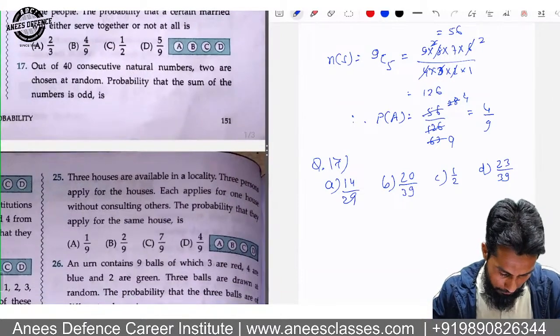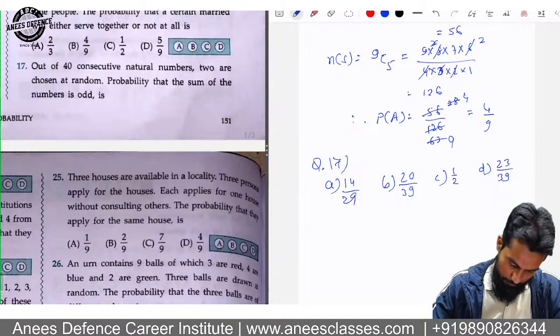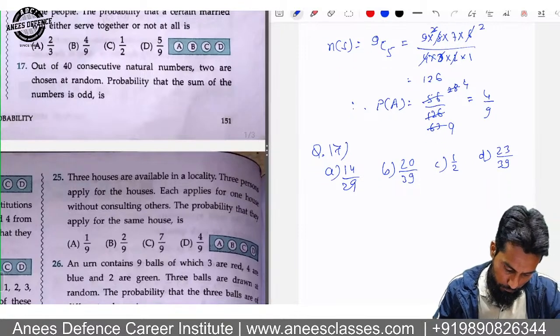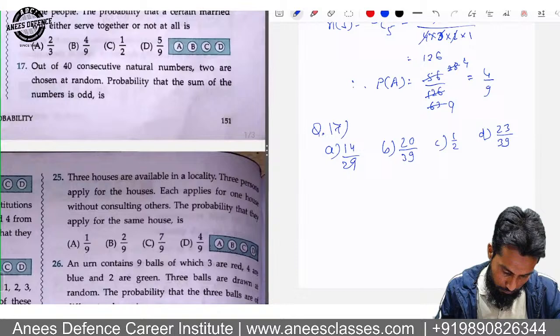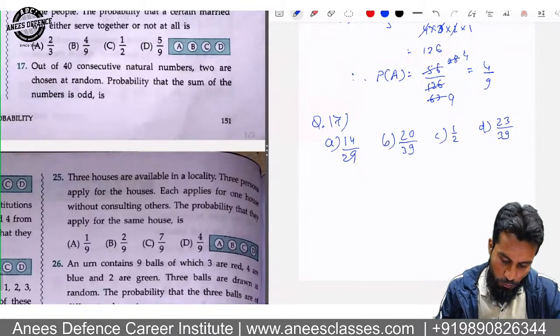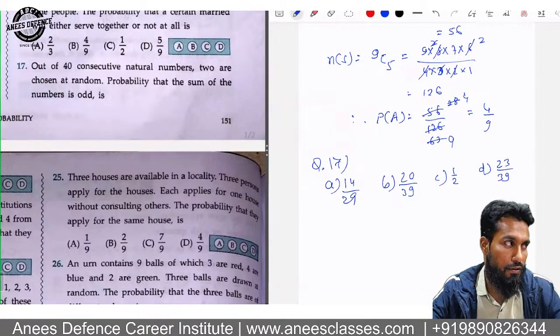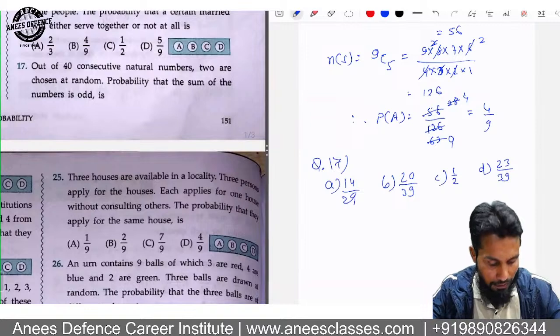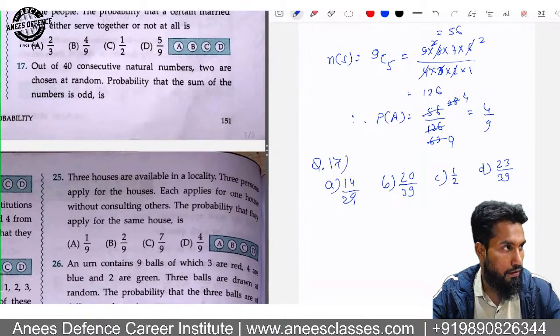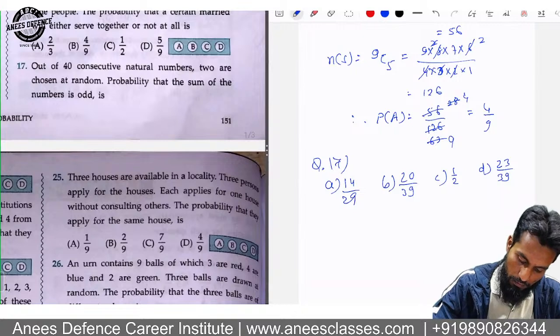Out of 40 consecutive natural numbers, 2 are chosen at random. The probability that the sum of the numbers is odd. Sum should be odd. How are you going to understand that the sum should be odd? Even plus odd will be odd. How many odd numbers are there between 1 to 40 consecutive? 20, and 20 even also. So 20C1 multiplied with 20C1, whole divided by 40C2.